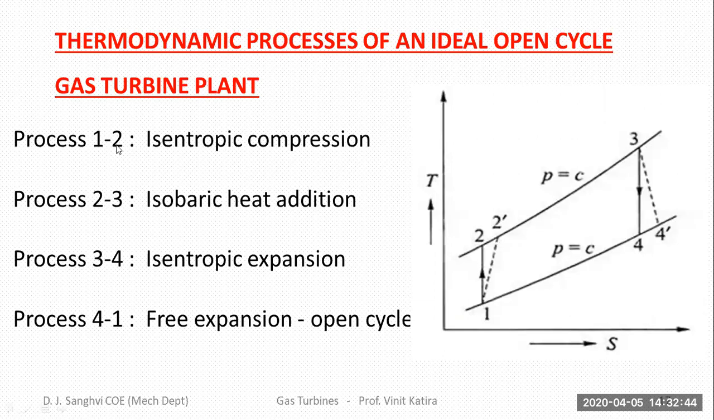Just what we are discussing. Process 1 to 2 is isentropic compression, 2 to 3 is isobaric heat addition process, 3 to 4 is isentropic expansion, and 4 to 1, depending on it is an open cycle or closed cycle, can be your constant pressure heat rejection. If it is an open cycle, it is just a free expansion process. So of course, 1 to 2 dash is your actual compression, and 3 to 4 dash is your actual expansion in your compressor and turbines respectively.